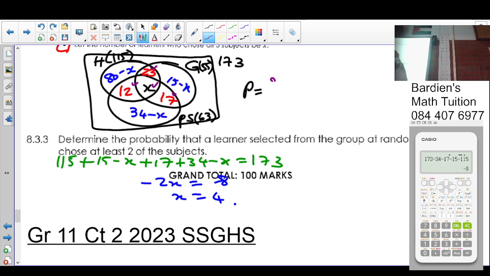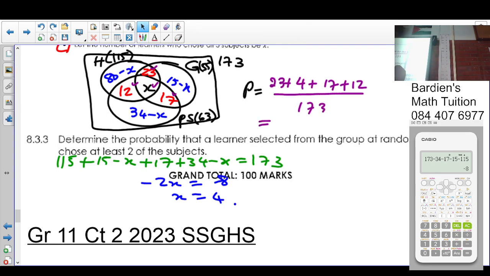Can you see that, people? So it's 23 plus 4 plus 17 plus 12 over 173. So it's going to be 23 plus 4 plus 17 plus 12 over 173. It's going to be 56 over 173. Okay.